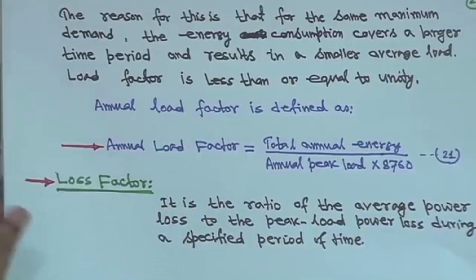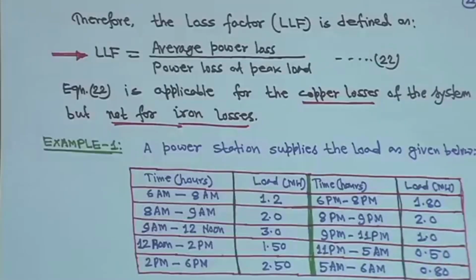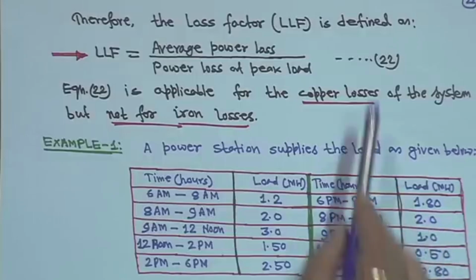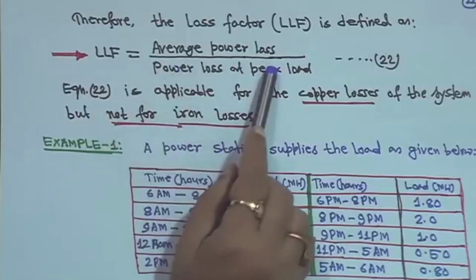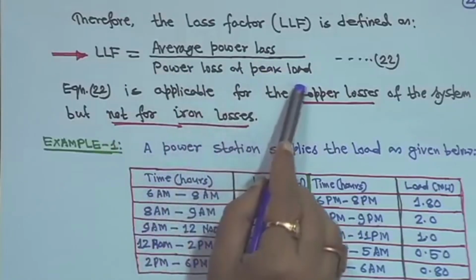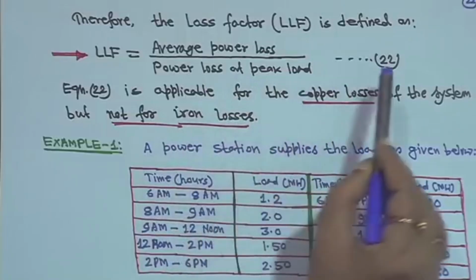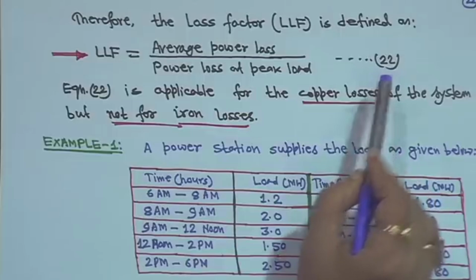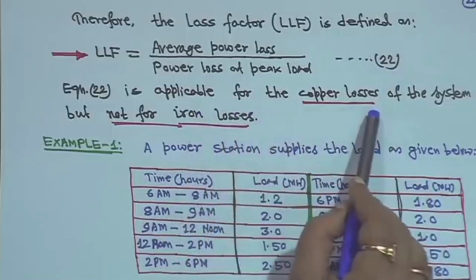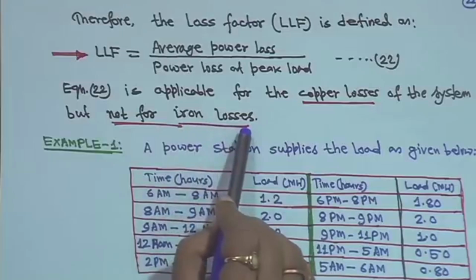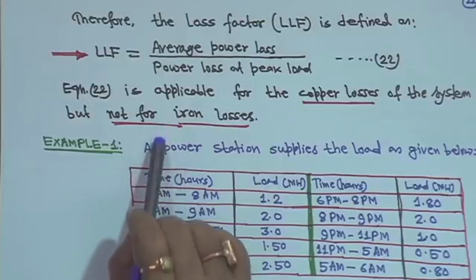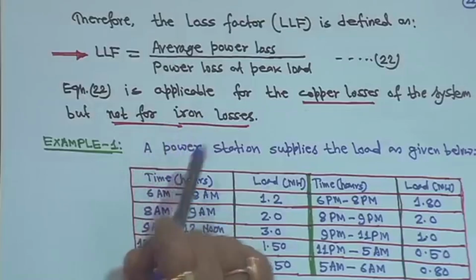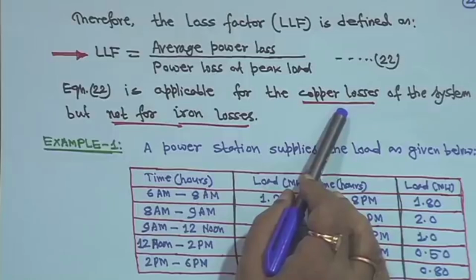For example, the loss factor, we define LLF, is equal to average power loss divided by power loss at peak load. So, this is equation 22. Equation 22 is applicable to the copper loss of the system, but not for iron loss. That means loss factor you can compute for I square R loss only, but not for iron losses. So, it is only applicable to the I square R loss.